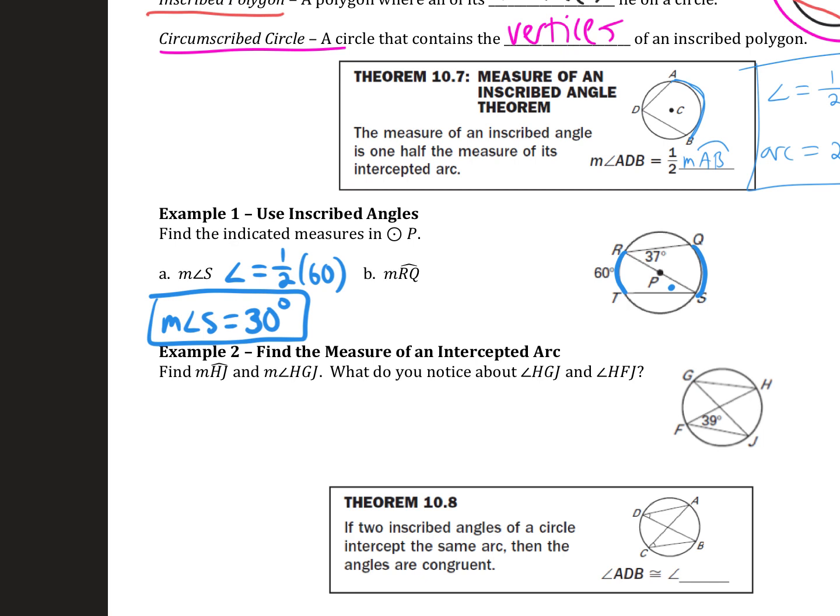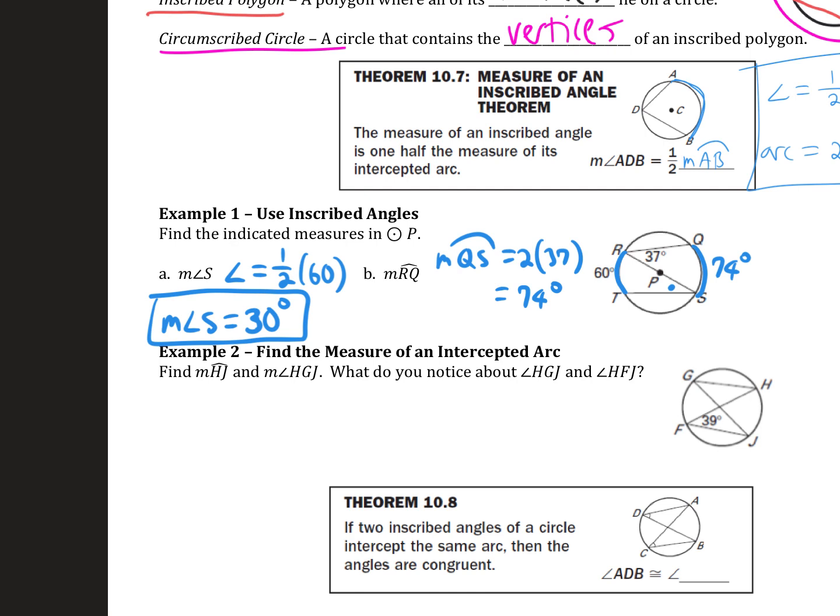But let's talk about QS first, okay? So the only thing we know is that QS is across from 37. Is QS going to be double or half of 37? It's going to be double, right? So measure of QS is going to equal double 37 because the arc is double the angle, right? What's that going to be equal to? That's going to equal 74 degrees, okay? All right, so we have that. So we know this is 74 degrees.